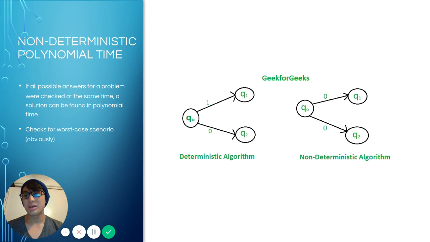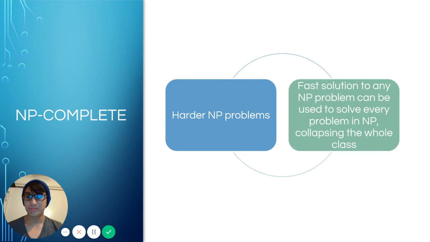NP, which is non-deterministic polynomial time, would be if all possible answers for a problem were checked at the same time, a solution can be found in polynomial time. And of course, we go for the worst case scenario.